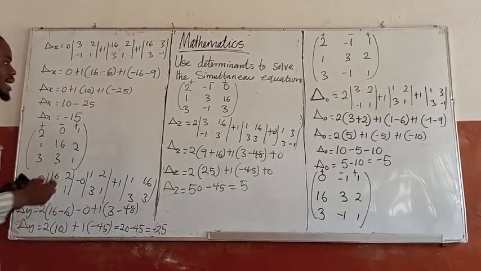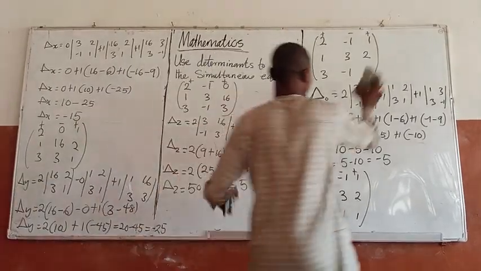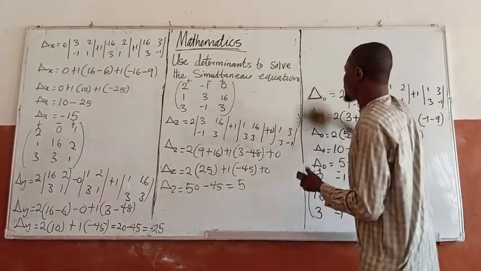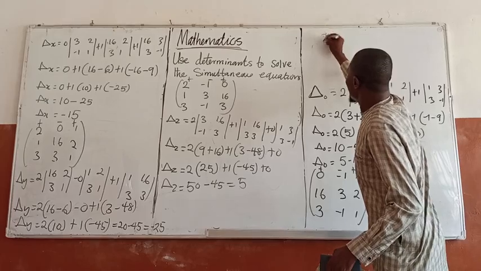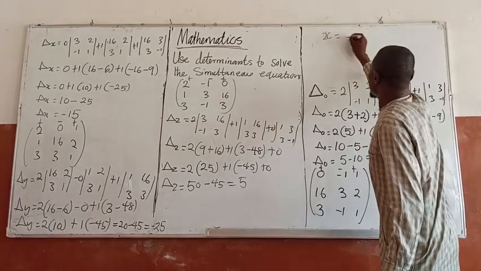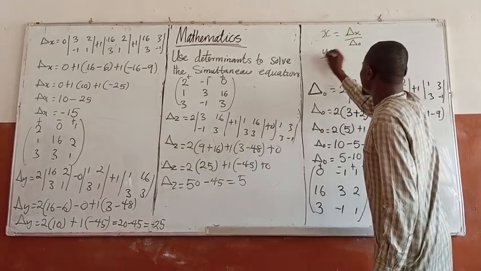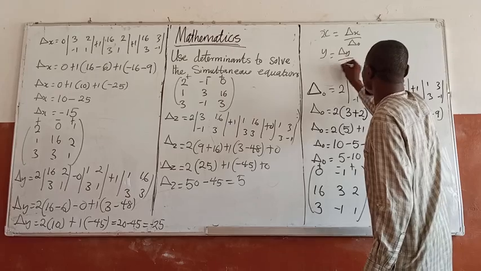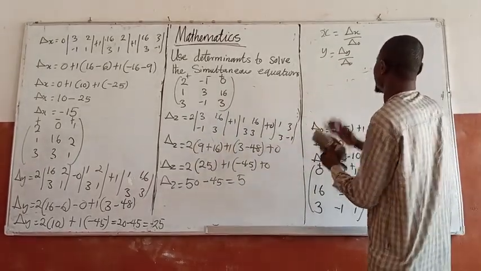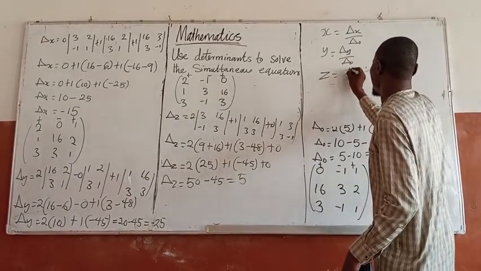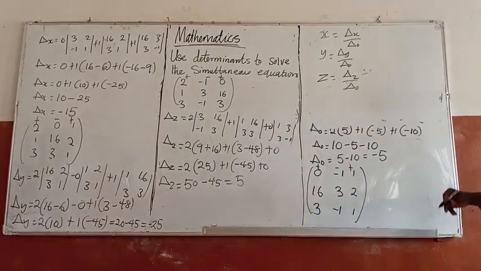So now, how can I get x, y, and z? From here, I can say my x is equal to delta x all over delta naught. Then my y is equal to delta y all over delta naught. Then my z is equal to delta z all over delta naught. This is how I'll get everything.